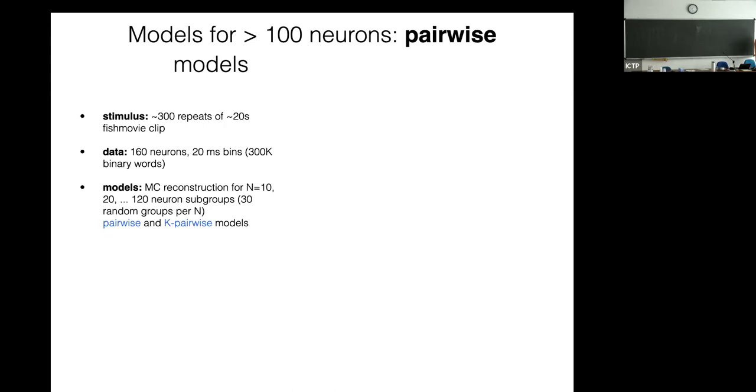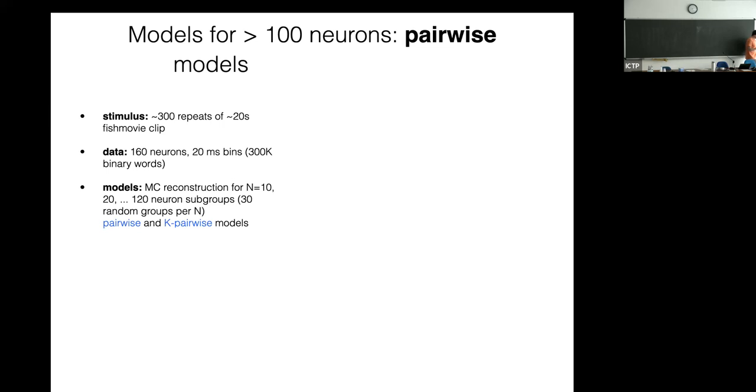And so now, if you want to build models not for 10 neurons, but for up to, in this case, 120 coupled neurons, there is no more possibility that you empirically sample anything, right? I mean, the state space is 2 to the 120. So that's off limits. And also you can no longer exactly solve the maximum entropy problem, because you would have to compute these partition sums over this state space. So you need to solve the problem with Monte Carlo methods and so on.